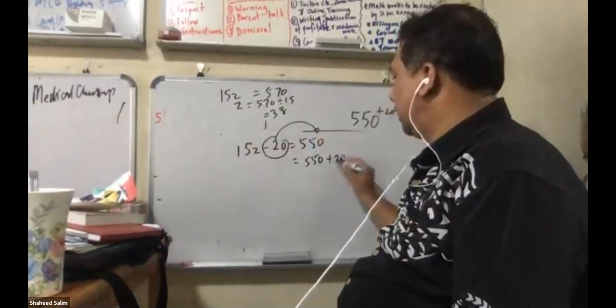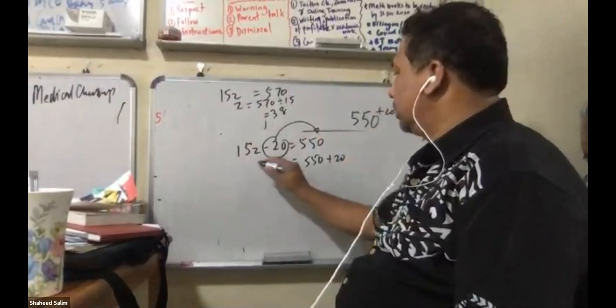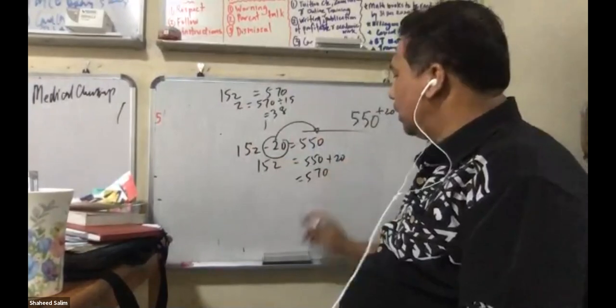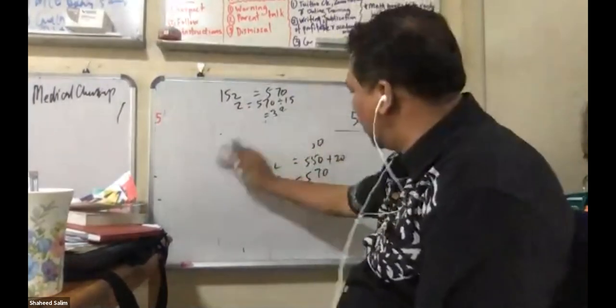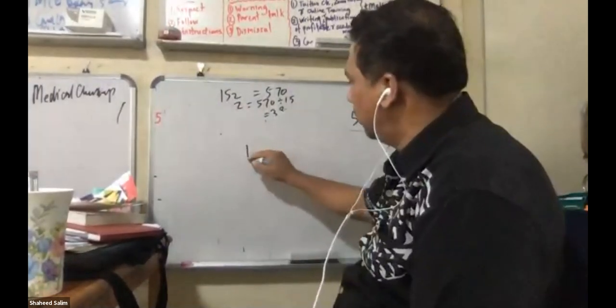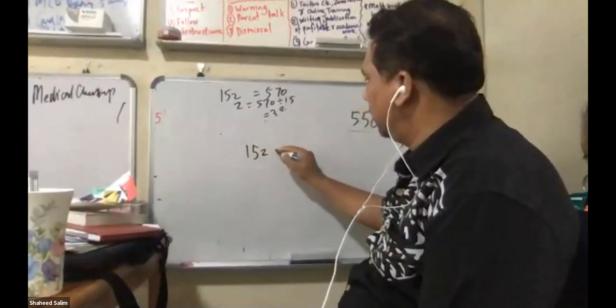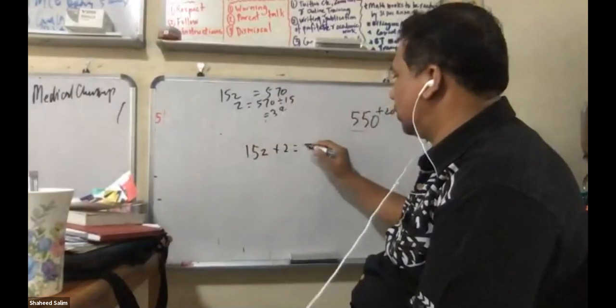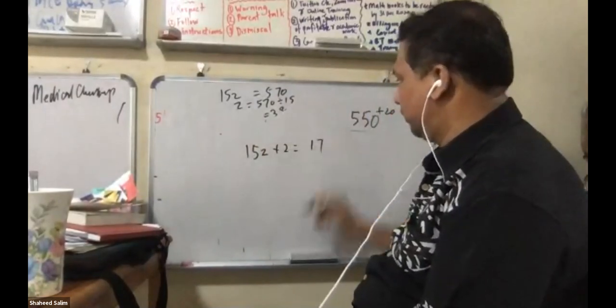Okay, like that. So 15Z equals 570. Now in slow motion, I'll show you. This is the explanation. 15Z plus 2 equals, let's say, 17.